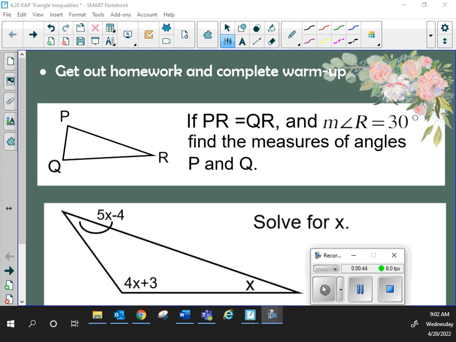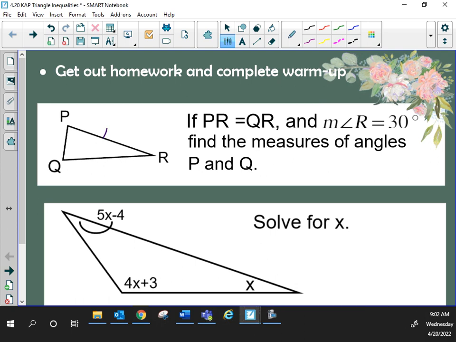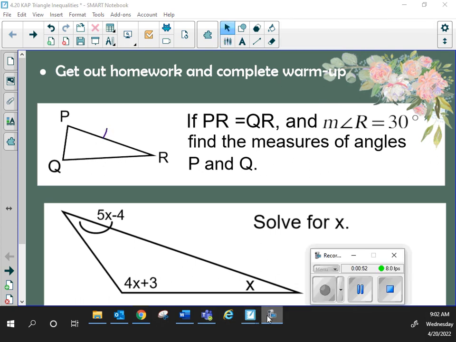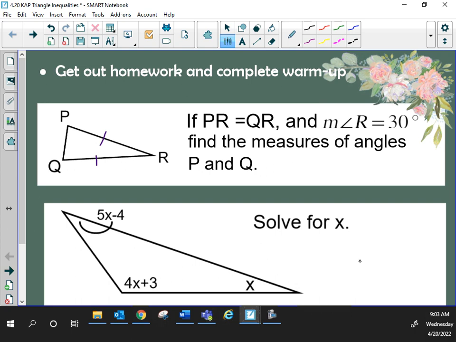Yeah, and I can show that with the tick marks. So PR, this length right here, and QR, I can mark that they're both equal. They are isosceles with those tick marks. The measure of angle R is 30, so I'm going to go ahead and label that right there. And we need to find the angles P and Q. So I have two missing angle values.